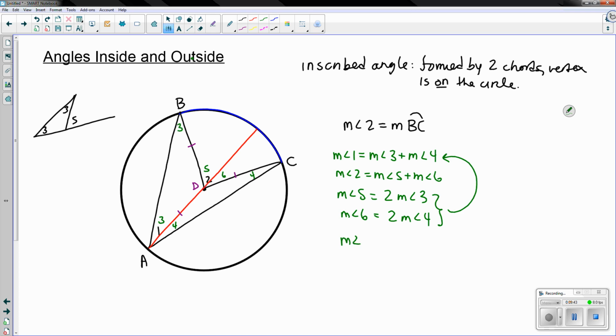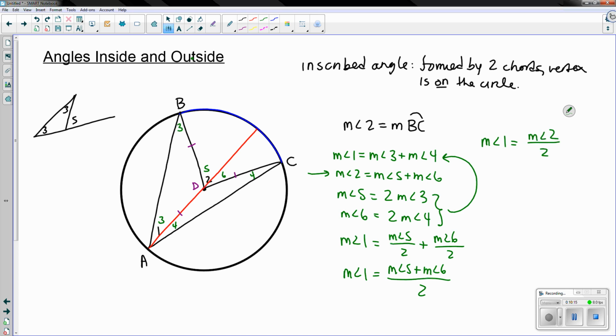So we can say the measure of angle 1. We know the measure of angle 3 is half the measure of angle 5, plus angle 4 is half the measure of angle 6. Now, why do I want to do that? Because now I can say this. The measure of angle 1 should be the measure of angle 5 plus the measure of angle 6 all over 2. But what's 5 plus 6? That's angle 2. So we can say the measure of angle 1 is equal to the measure of angle 2 over 2.